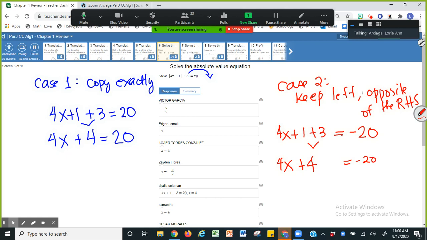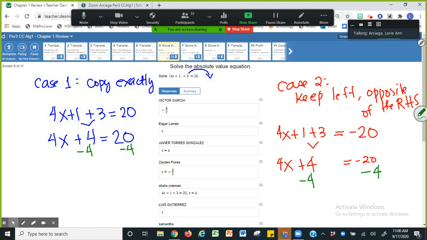So see, whatever I did here, I'm also doing it here on the red portion, except that the 20 now changed to negative. Okay, so now you have to subtract 4 from both sides. So we solve them in the same way. There you go. Subtract 4.